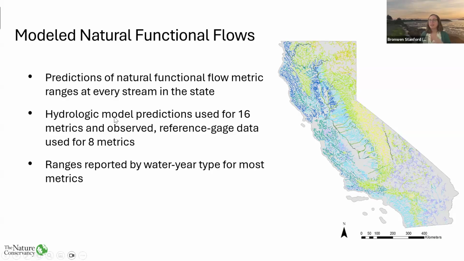And then we used a combination of model predictions and reference gauge data, depending on model performance and the amount of natural variability that we were seeing for each of these metrics. And most metrics are reported by water year type. So you'll be able to look at the alteration assessment both overall and then by water year type. What are we seeing for alteration, and what do we think that the natural ranges are likely to be?